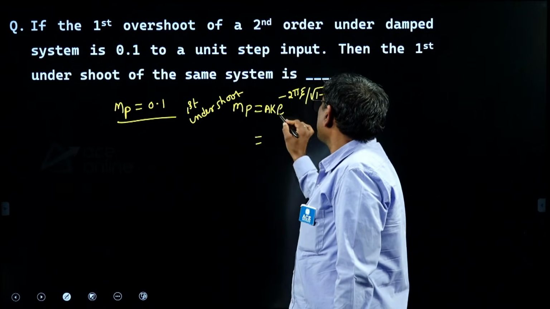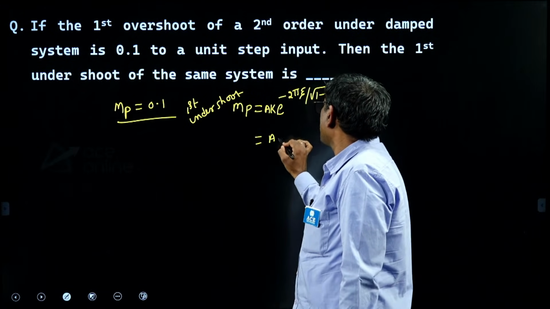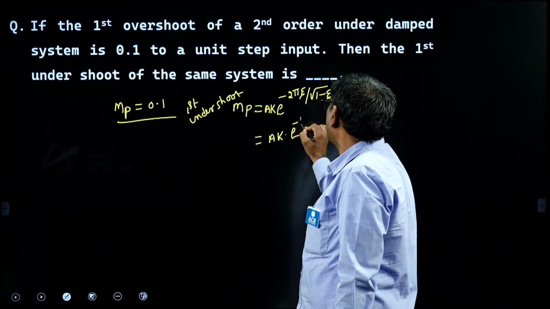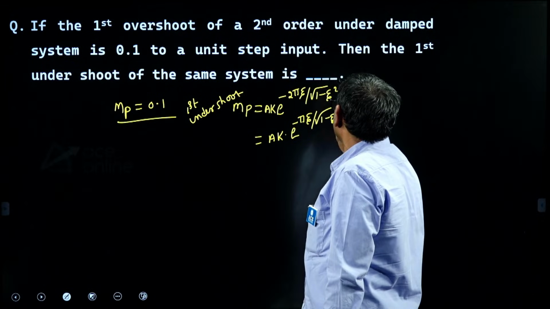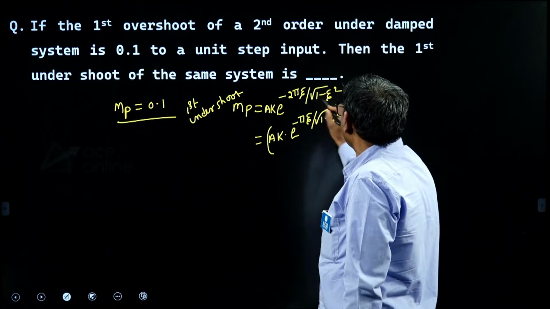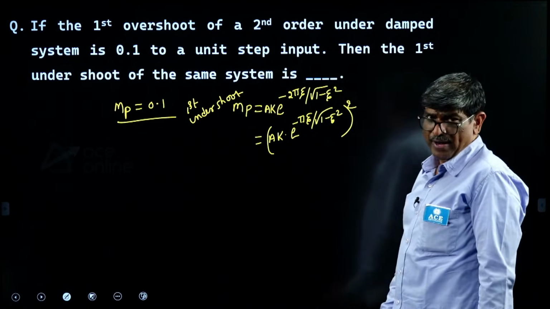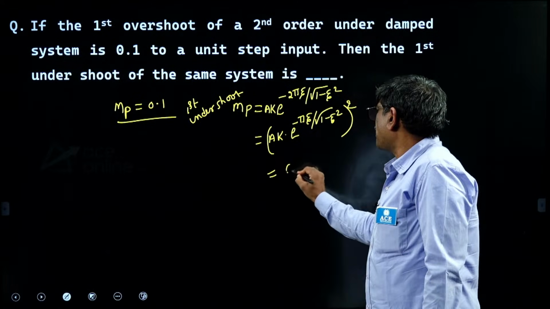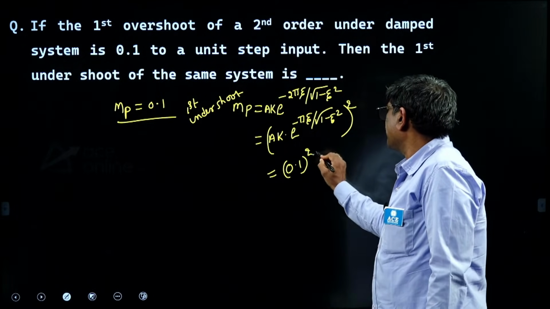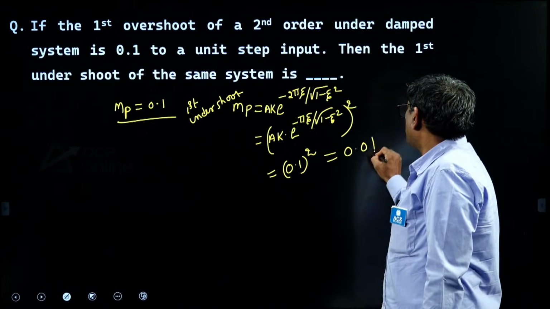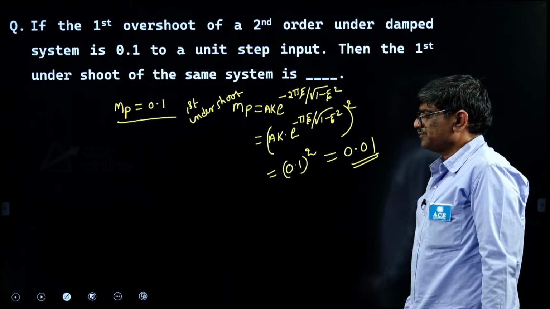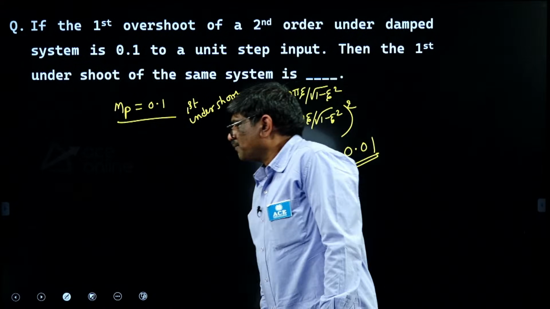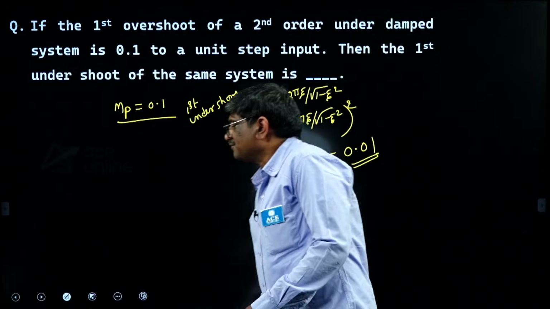So then what happened? This is the given part. This can be written as AK into e power minus pi zeta divided by root of 1 minus zeta square, the whole squared. I bring this into square. That means 0.1 whole square, so the answer is 0.01. 0.01 is the answer.